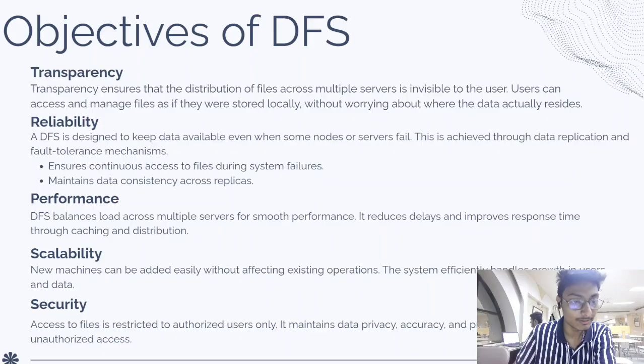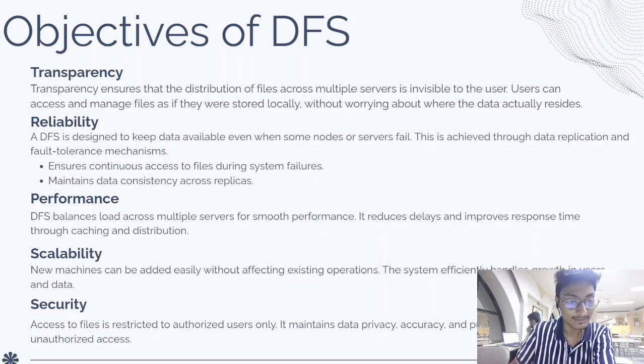So now let's move towards the third objective, which is performance. DFS solves this by balancing the load. Since the data is spread out, the work can be spread out too. If 100 people request a file at the same time, the DFS can send 20 requests to server 1, 20 requests to server 2, and so on. No single machine gets overwhelmed with the requests.